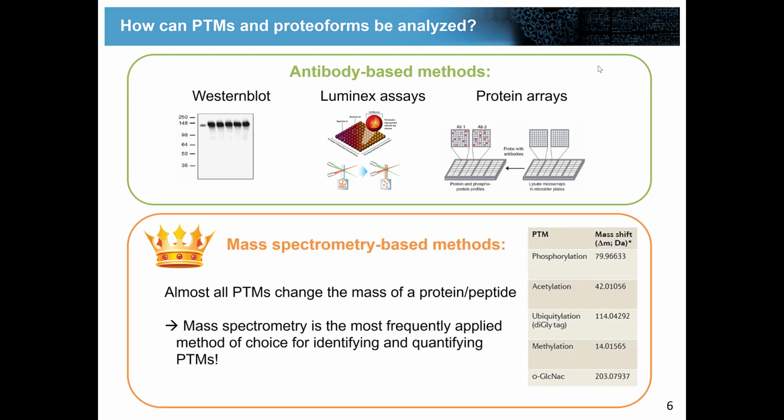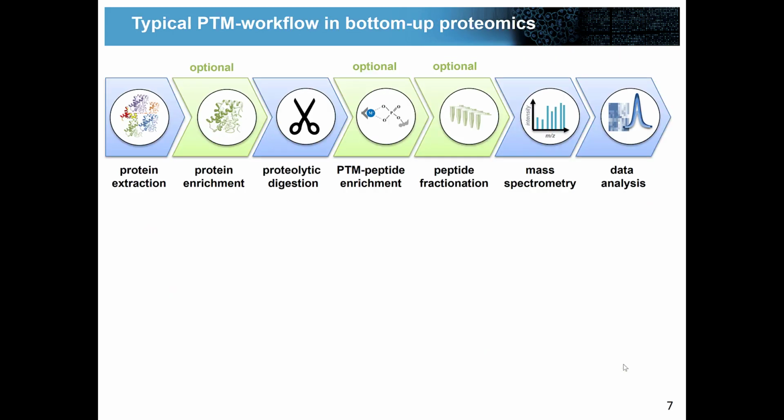The reason why we can use mass spectrometry to study PTMs and peptides is because every PTM changes the mass of the peptide or the protein. You always add or remove a certain mass due to a PTM, and we can see here a small list of example mass shifts. By specifically measuring these mass shifts, we can identify and quantify PTMs with mass spectrometry. Now, here you see the typical workflow that people apply for bottom-up proteomics.